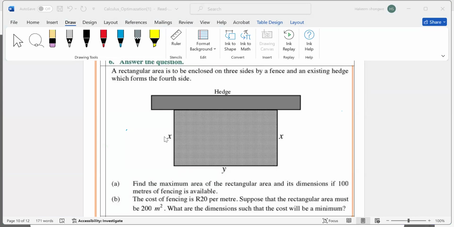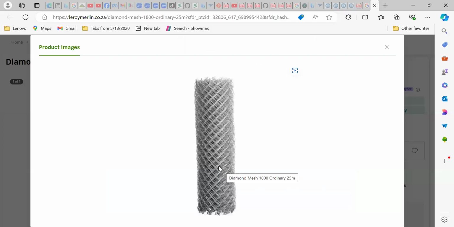Does that make sense, Renee? Yes. So they say existing edge, which forms the 4th side. So this part here, we're not going to be using it with our fence. Remember, here's our fence. You already have one side that you're not going to be using because the wall exists. So whatever you're going to be doing, you're going to be doing it for 3 sides.